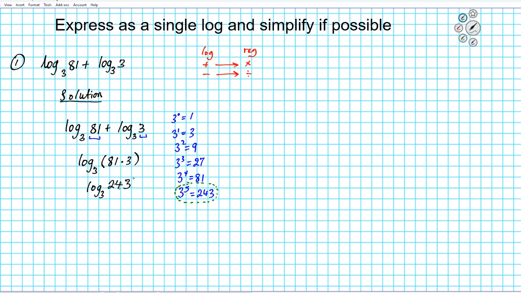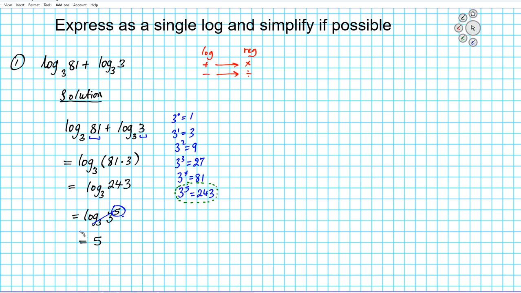Okay, so we're going to replace 243 with 3 to the fifth. So we're going to have log base 3 of 3 to the fifth power. Now, since the base of the log and the exponent's base match, we can have a cancellation happening right here. These two cancel out and you're just left with the exponent. Your final answer is going to be 5.